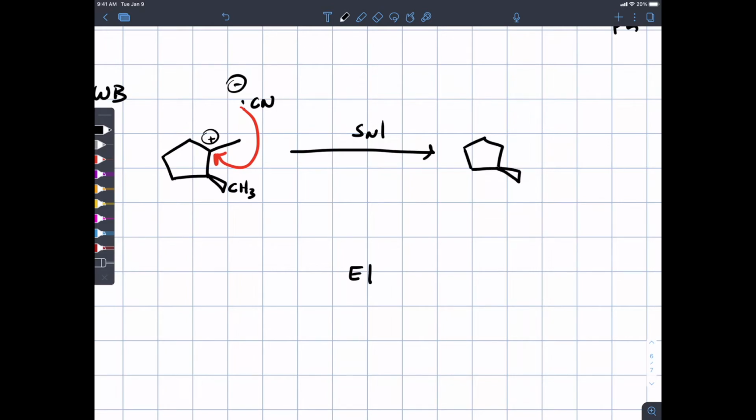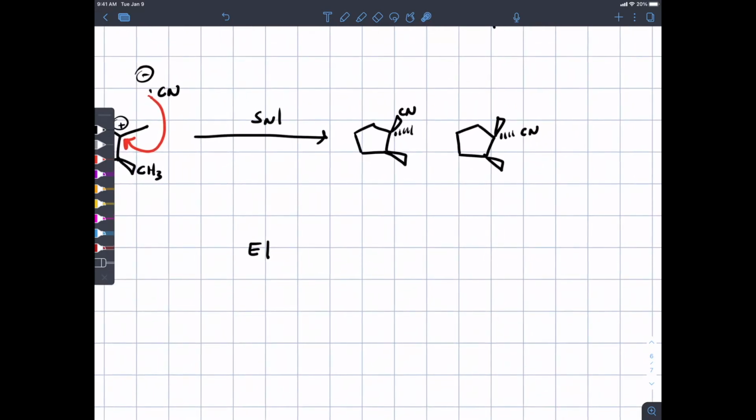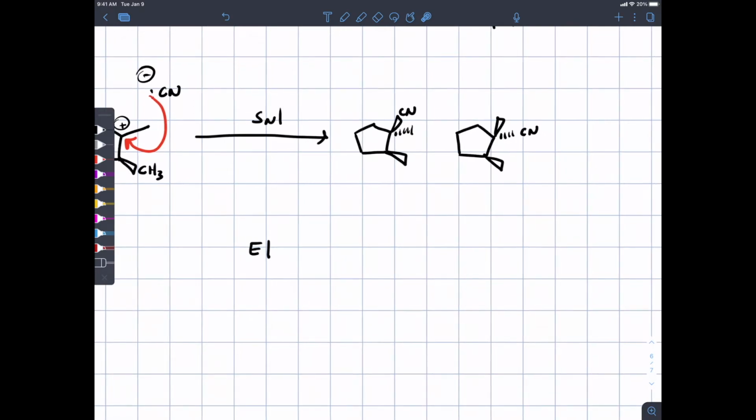So I'm going to draw as products both of these, one where CN comes in from above, one where it comes in from below. What is the relationship in stereochemistry between those two products? Are they enantiomers? They're diastereomers. Why? Because you've got this other stereocenter that's not participating in the reaction, right? And that doesn't change. Therefore, these two are diastereomers.